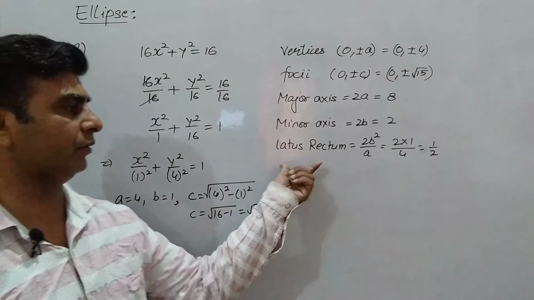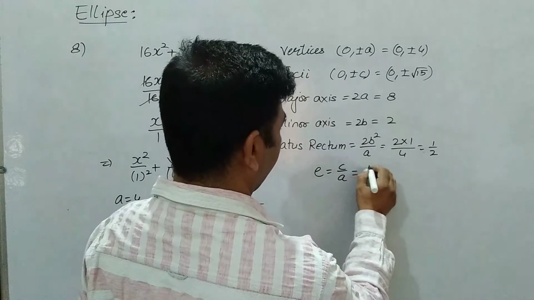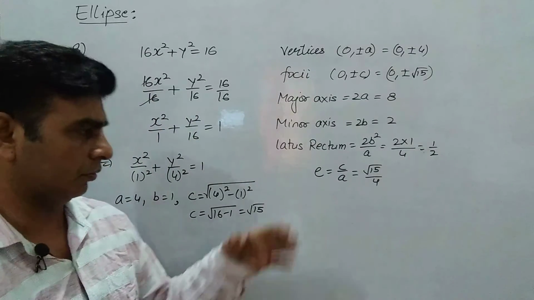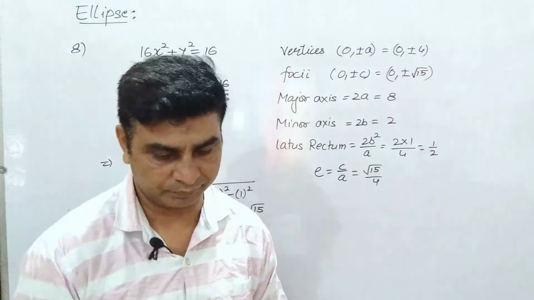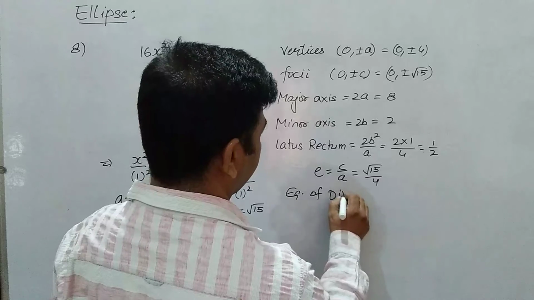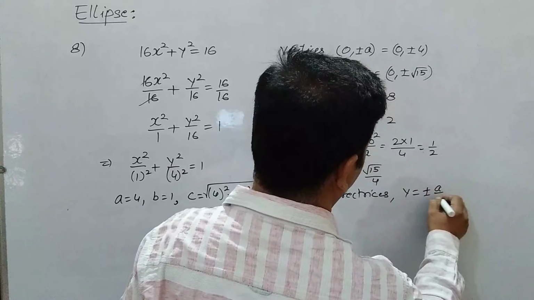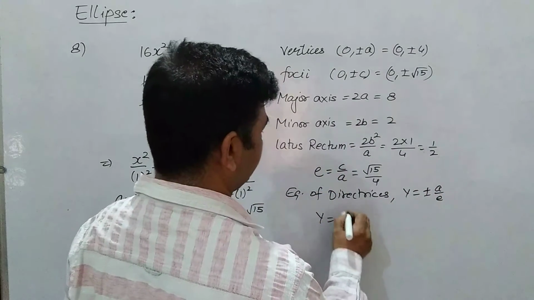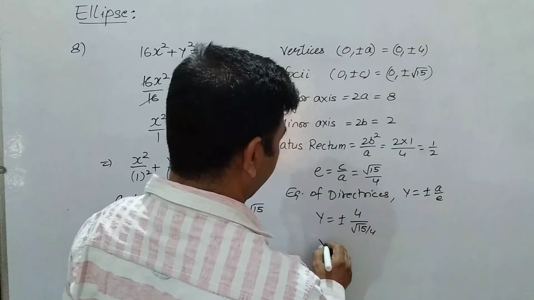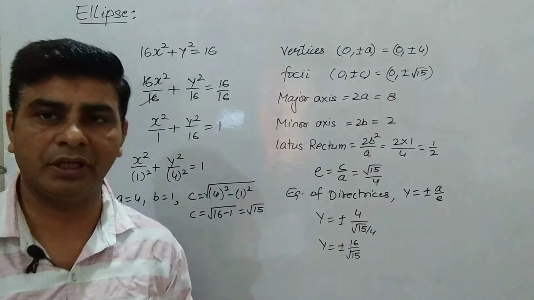And also we can obtain the eccentricity, which is given by e is equal to c by a. c is root 15, a is 4, so this is the eccentricity. We can also find the equation of directrices. Equation of directrices is given by y is equal to plus minus a upon e. So y is equal to plus minus the value of a is 4, e is root 15 upon 4, and can be written as y is equal to plus minus 16 upon root 15. So this is the equation of the directrices.